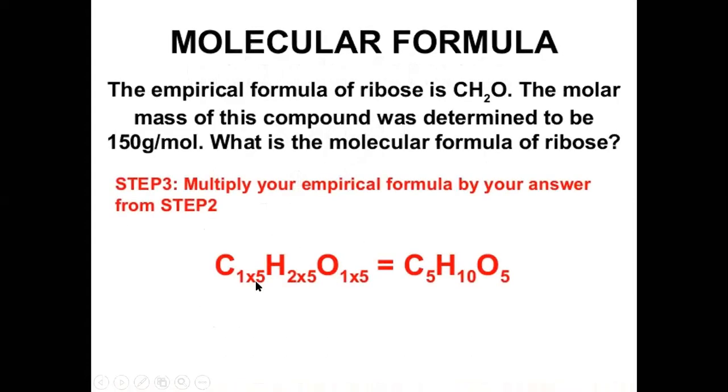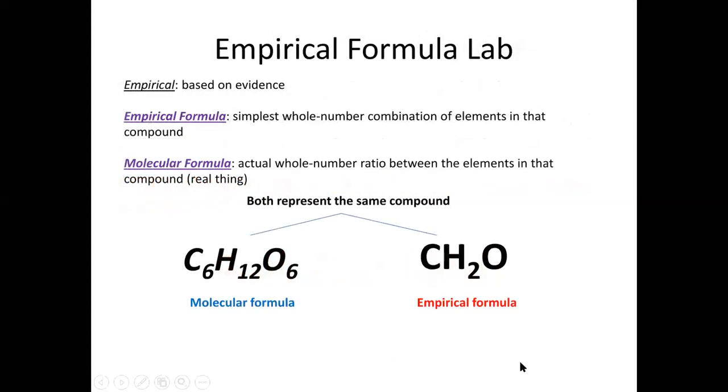Now next is molecular formula. The empirical formula of ribose is CH2O. The molecular mass of this compound was determined to be 150 gram per mole. What is the molecular formula of ribose? Multiply your empirical formula by your answer from step 2. Inshallah, you will learn ahead how we can get the molecular formula by giving its empirical formula.